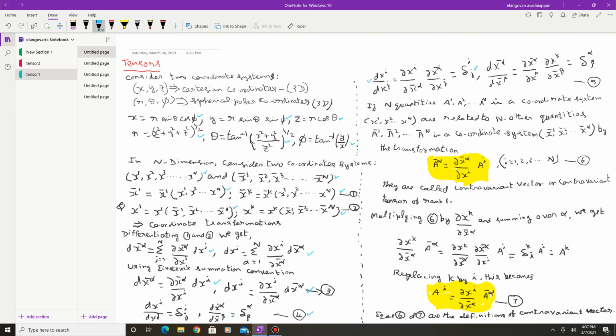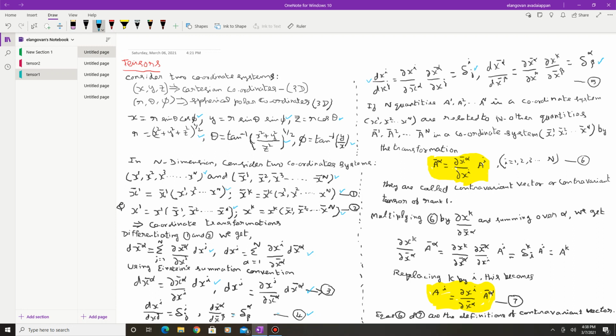Similarly, for the other coordinate system, dx alpha bar divided by dx beta bar, you substitute for dx alpha bar and dx beta bar from equation 3. You can express this as partial dx alpha bar by partial dxk into partial dxk by partial dx beta bar, which can be expressed as delta alpha beta. So equation 5 is the expression for the Kronecker delta.